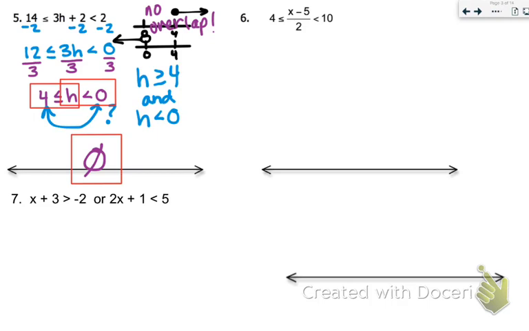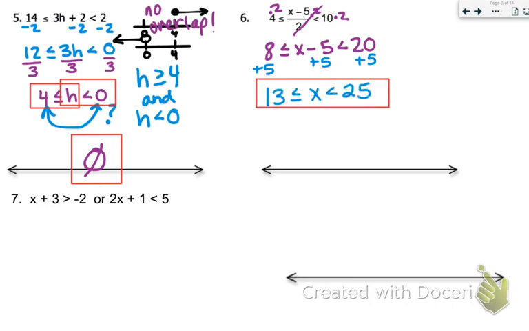That one was tricky. Number 6, we have to get rid of our fraction by multiplying by the number in the denominator. So we're going to multiply the middle by 2, the right by 2, and the left by 2. Next, we're going to add 5 to the middle, the right, and the left. We get 13 is less than or equal to x, which is less than 25, and it makes sense because 13 is less than 25. So we need a closed circle at 13, an open circle at 25. Since x is in the middle of those two numbers, our line connecting is in the middle.